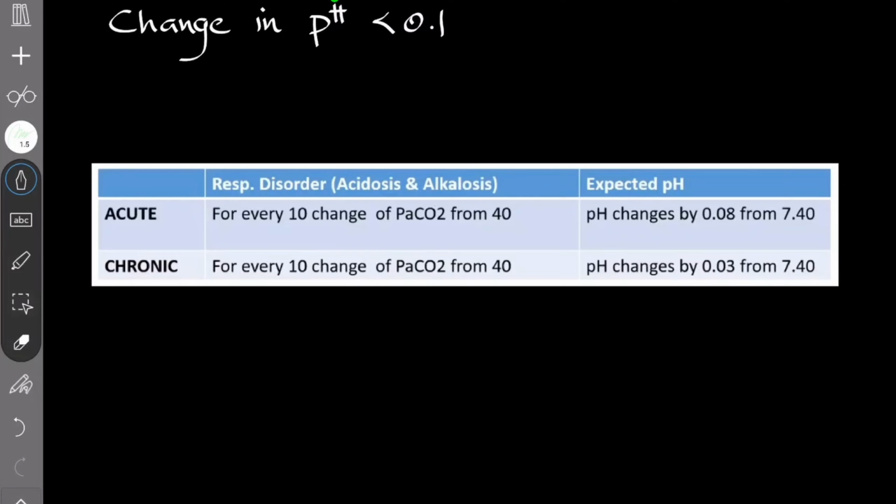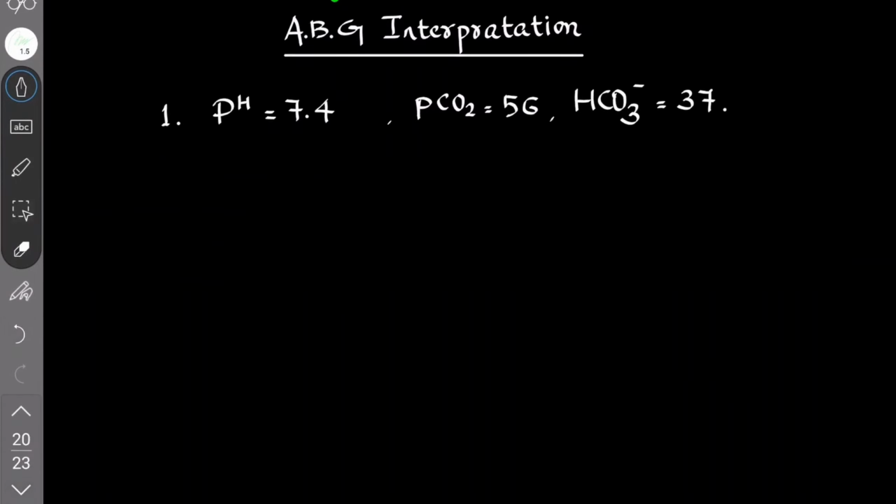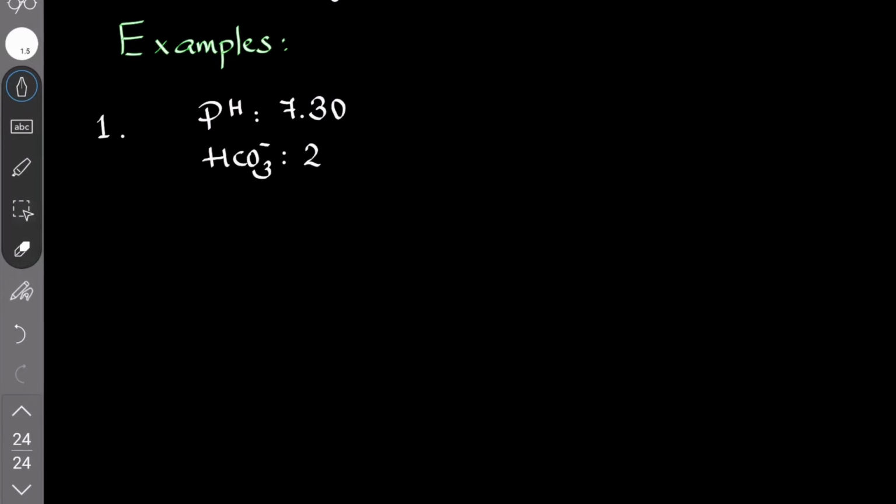So respiratory disorders, for every 10 change of PaCO2 from 40, the pH changes by 0.08 from 7.4. For chronic, it is 0.03. So now we'll see some examples to familiarize the disorders of the acid-base system. First, we see a case where the pH is 7.30, the bicarbonate is 20, the PaCO2 35. Okay, you check here.